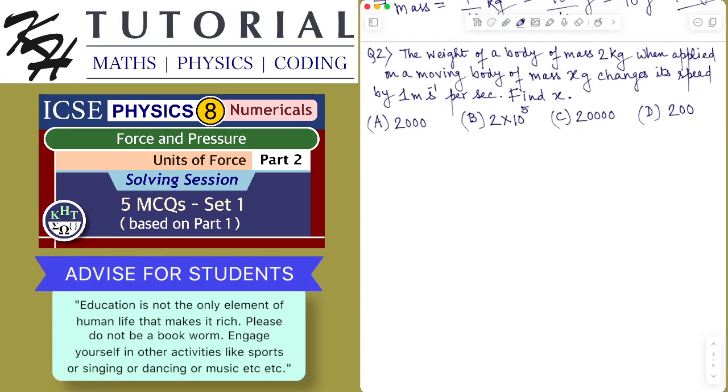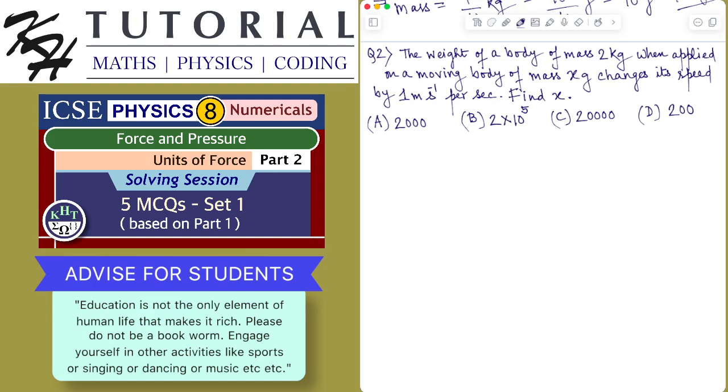The weight of a body of mass 2 kilogram when applied on a moving body of mass x gram changes its speed by 1 meter per second per second. Find x. The weight of a body of mass 2 kilogram when applied on a moving body of mass x gram changes its speed by 1 meter per second per second.